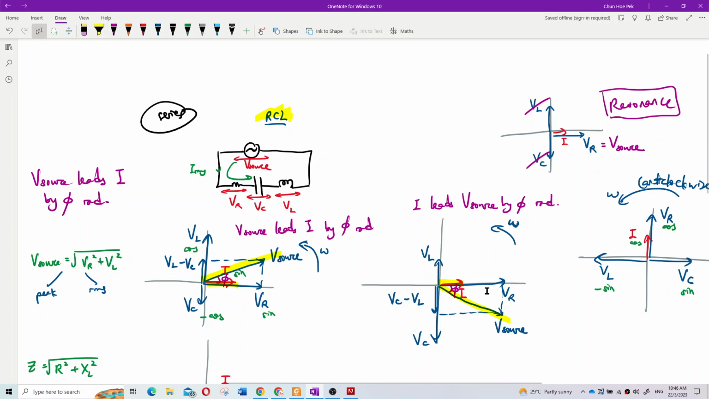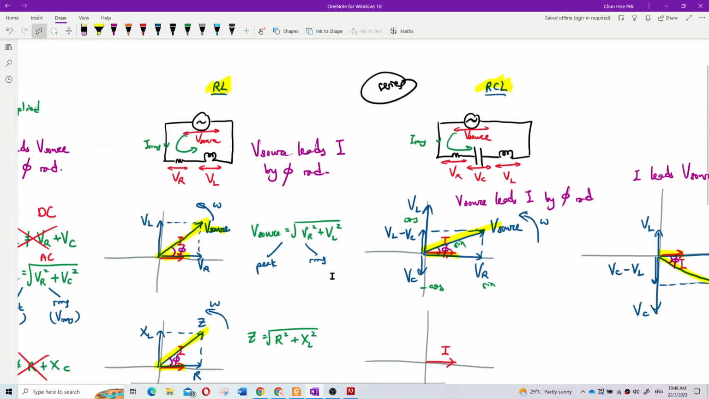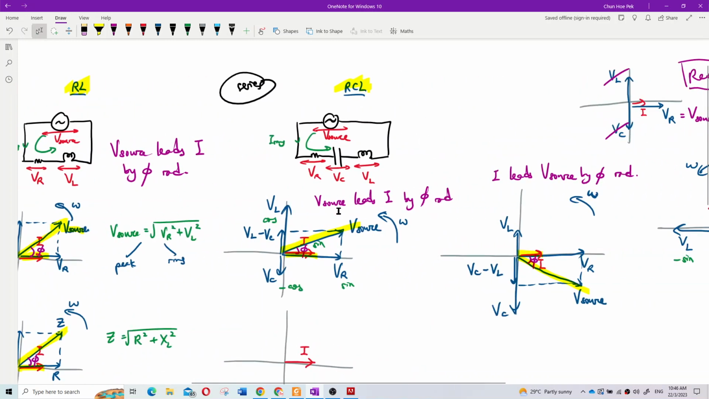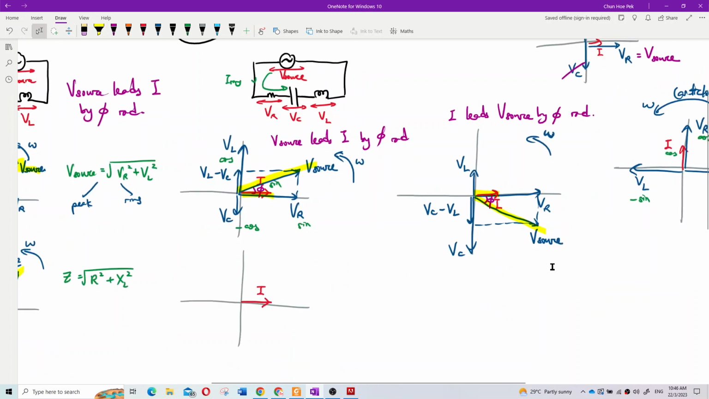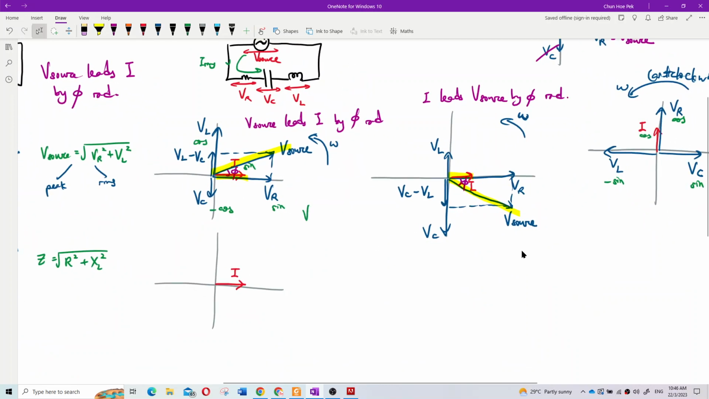So how to find the V source value? Also use the Pythagoras theorem. For both, I just say it once: V source is by Pythagoras theorem. You take VL minus VC or VC minus VL, it is the same because you square. If you square the whole thing, it still becomes the same thing, plus VR square. Pythagoras theorem.